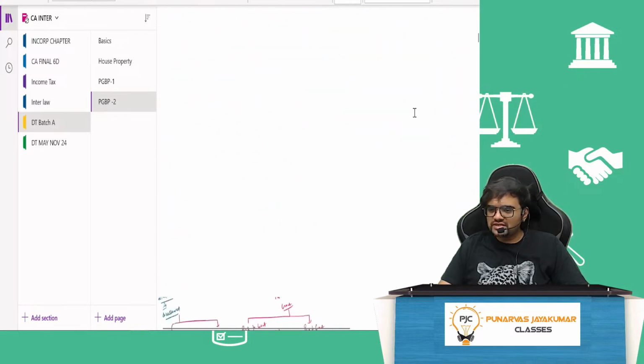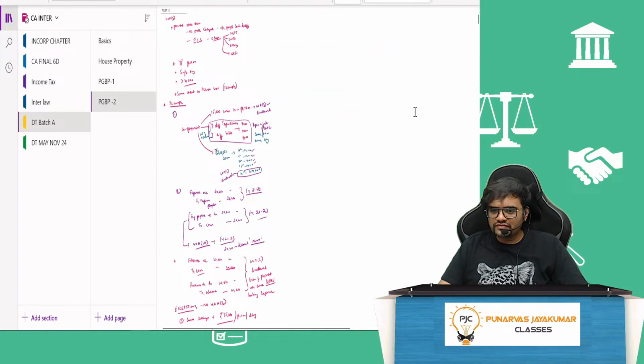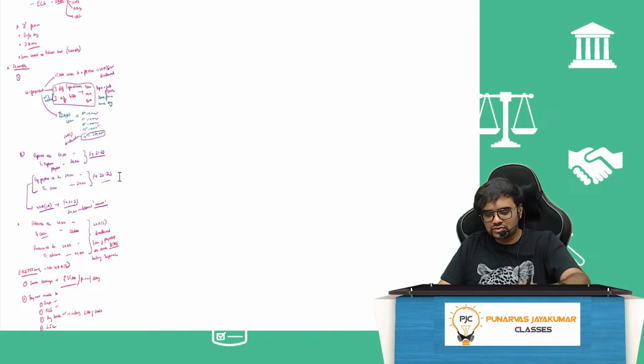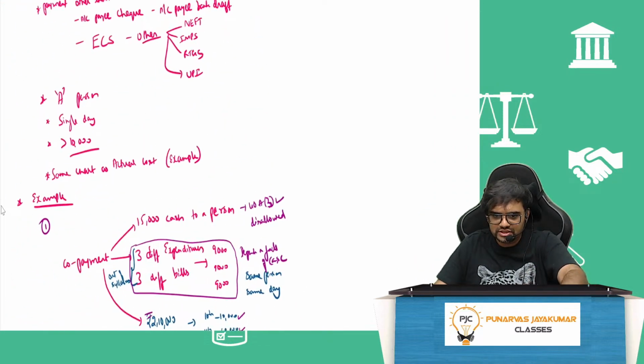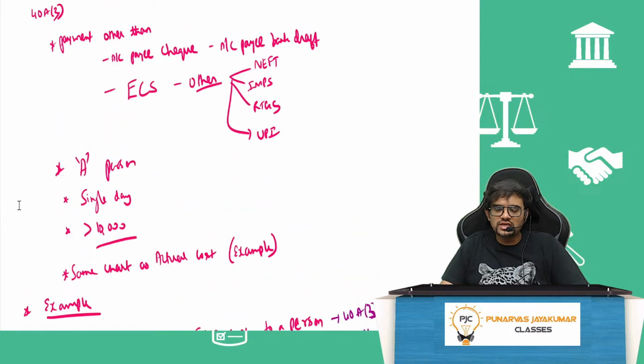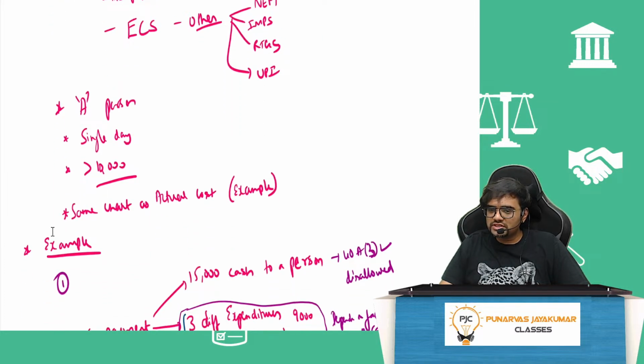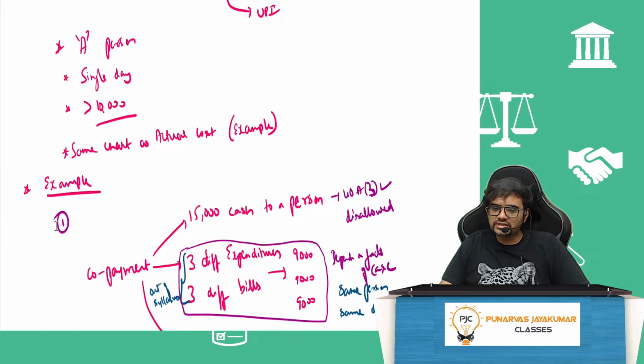We have done in class the in-depth version of 40A2 and all that. So much depth is not needed in the marathon, because you just need to know the basic stuff. Then we see 40A3. 40A3 is what? Payment made to a single person in a day, other than by account payee cheque, account payee bank draft, or ECS, NEFT, IMPS, etc., of more than 10,000 in a single day.